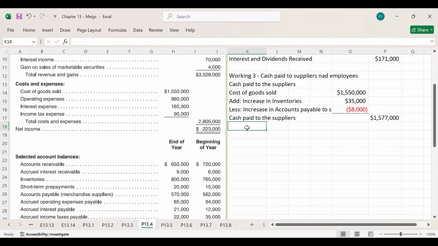And next we are going to adjust any cash paid for the operating expenses. So the total operating expenses are, you can see here, $980,000. First of all, we will deduct any non-cash expenditures like depreciation or amortization.